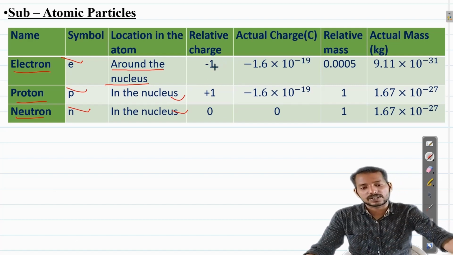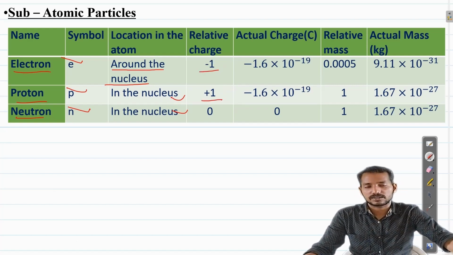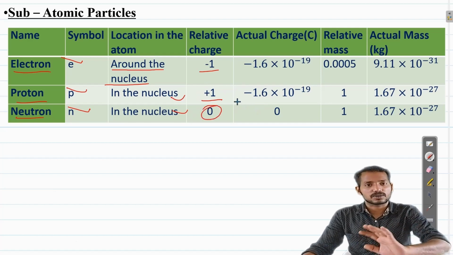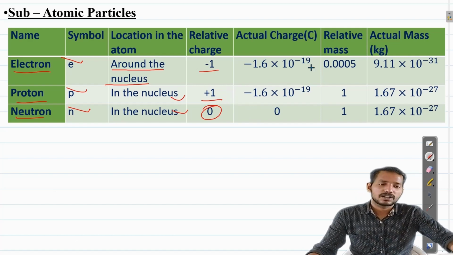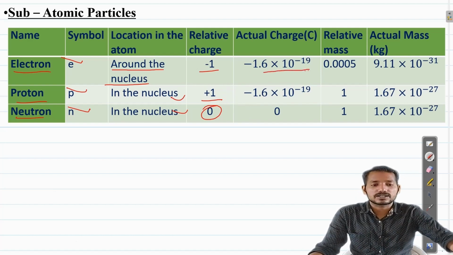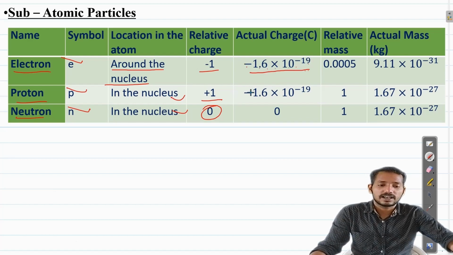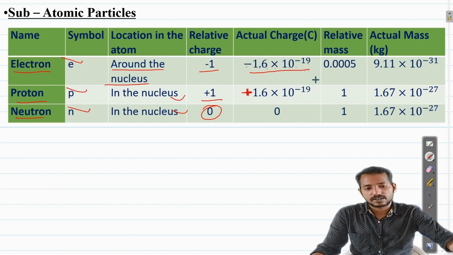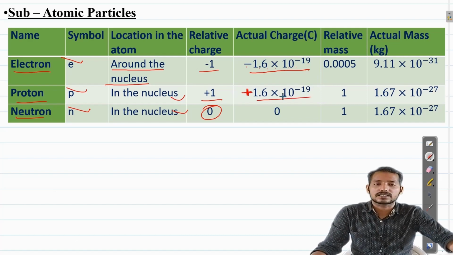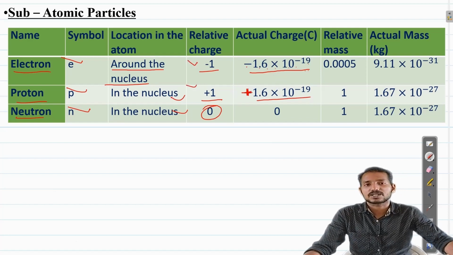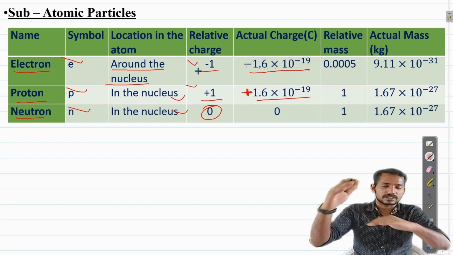And the relative charge, we can write it as -1 and +1. Not the exact charge, okay. In case of neutron, the charge is 0 because neutron is a chargeless particle. The exact charge is minus 1.6 into 10 raised to -19 for the electron, and plus 1.6 into 10 raised to -19 for the proton. Clear? That means the magnitude of the charge is equal, but the sign is opposite. Because of that, we got relative charges of +1 and -1 while taking the ratio.